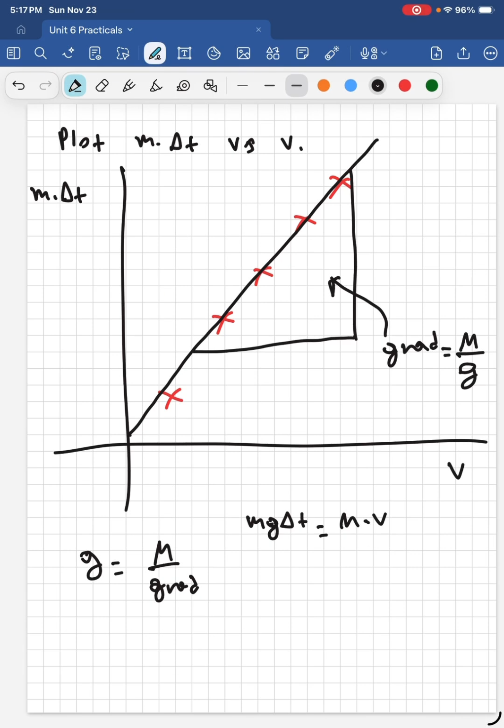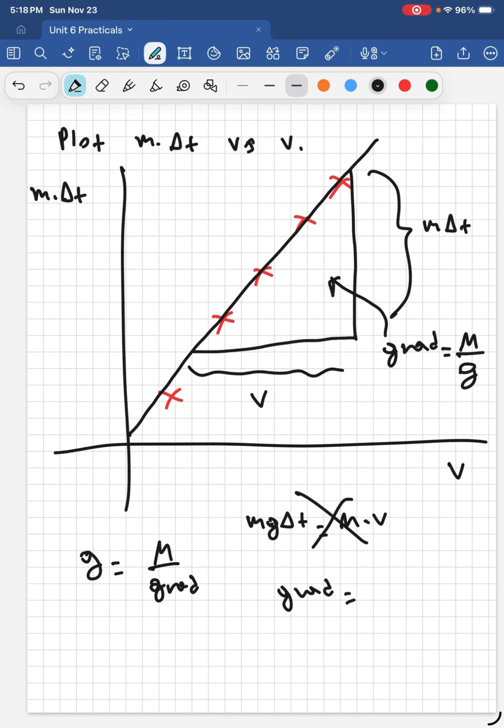Oh, sorry, let me repeat this. The gradient should be equal to m over g, but don't forget that the gradient is equal to this part over here, m times delta t over v. So forget this; the gradient should be equal to this capital M over G, but the gradient is actually equal to m delta t over v. And there is an error in that lowercase m mass, there is an error in delta t and an error in v.